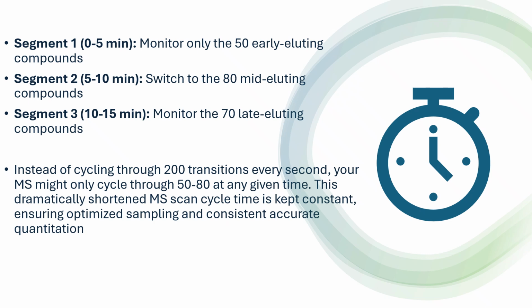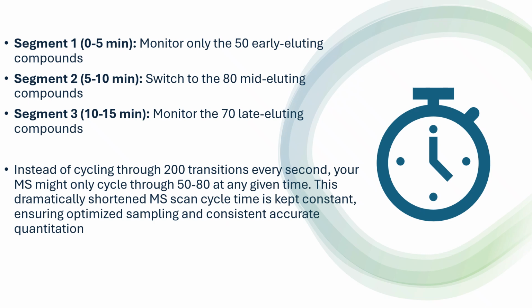Let's look at a practical example. Say you have compounds eluting across a 20-minute gradient. Segment 1, 0 to 5 minutes, there are 50 early eluting compounds. Segment 2, 5 to 10 minutes, there are 80 mid-eluting compounds. Segment 3, 10 to 15 minutes, monitor 70 late eluting compounds.